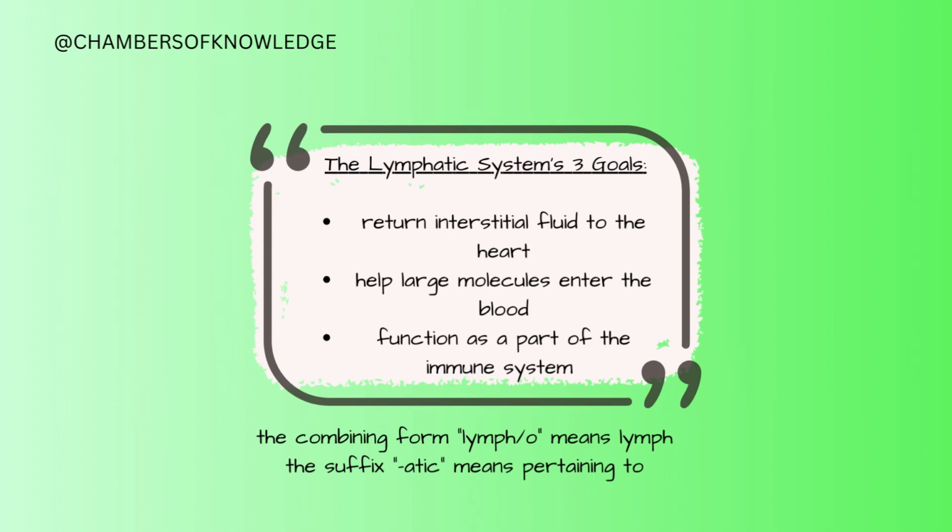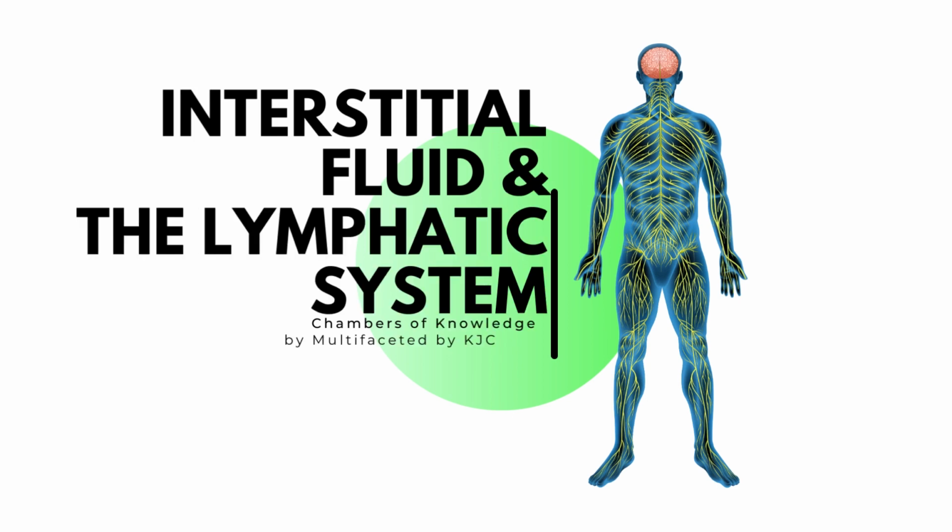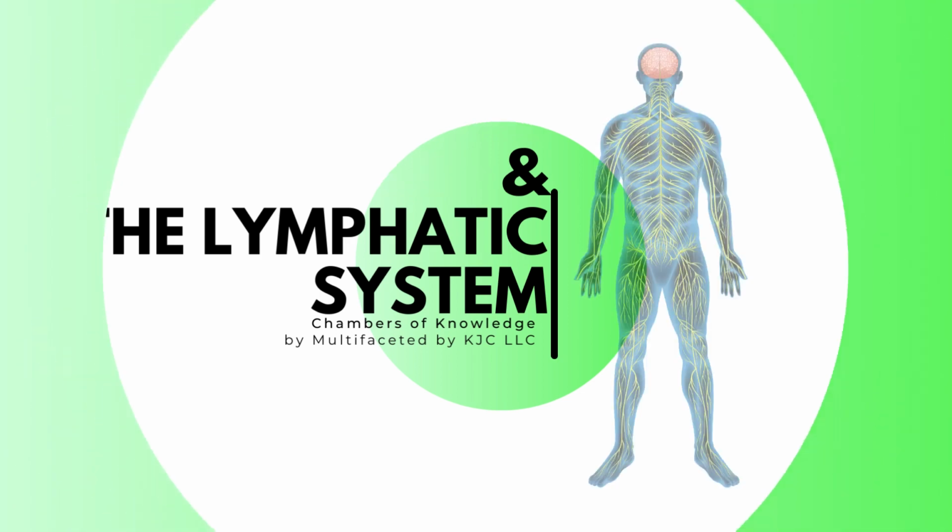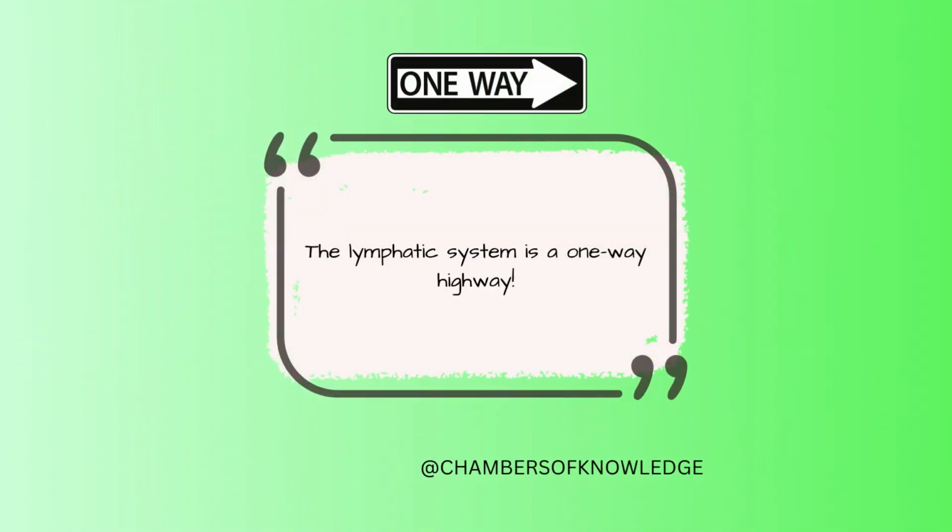The lymphatic system has 3 main goals: return interstitial fluid to the heart, bring large molecules back to the bloodstream, and function as a part of the immune system. And so this leads us to the purpose of today's video: interstitial fluid and the lymphatic system. So the lymphatic system is a one-way highway. It is very different from the cardiovascular system in that it is not circular.